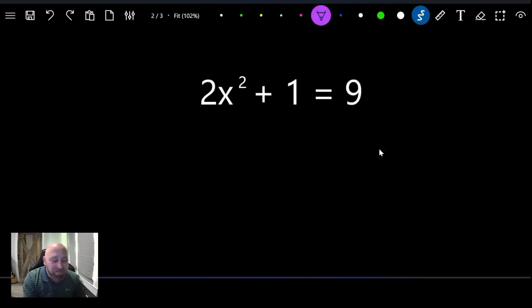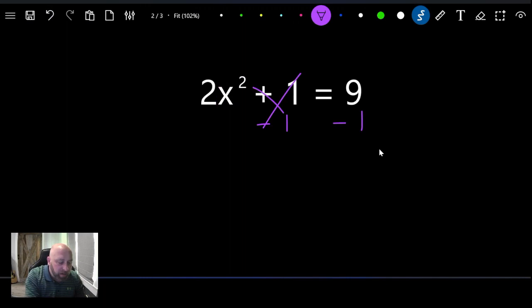Now here we go. We finally got one, right? Do what you can do. Well, technically there's nothing that we can do to this one because I can't combine anything there. There's nothing to be done over on this side. So step number 2 says we want to isolate this x squared. We want to get it by itself. So we're going to subtract 1 from each side.